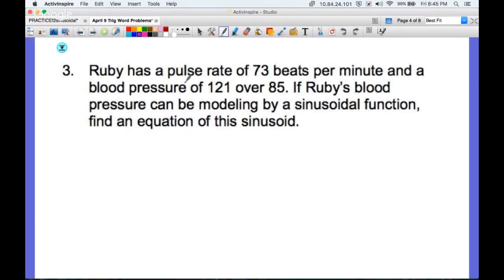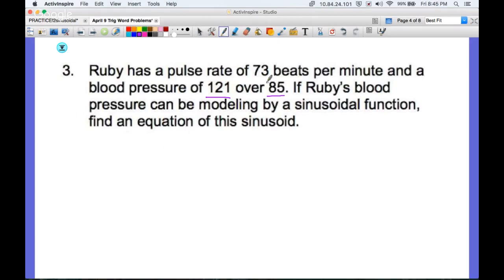So for number 3, Ruby has a pulse rate of 73 beats per minute and a blood pressure of 121/85. This means when the heart is contracting, the blood pressure increases to a maximum of 121, and then when it relaxes again, the blood pressure dips to 85. This is actually pretty decent blood pressure. Ruby should try and get this below 120, though, so she doesn't have to worry about hypertension later on in life.